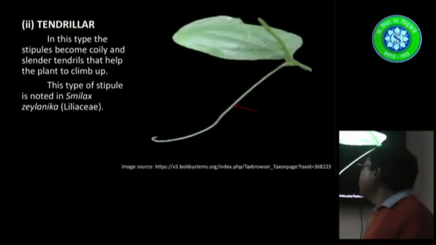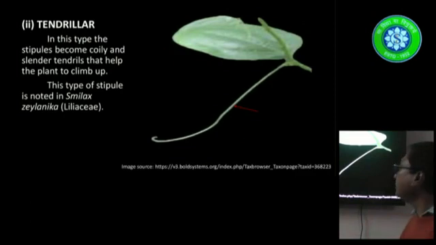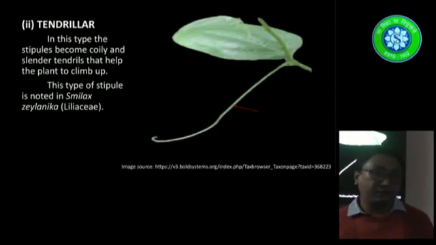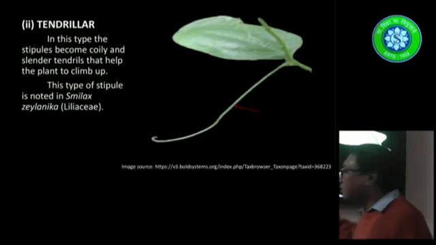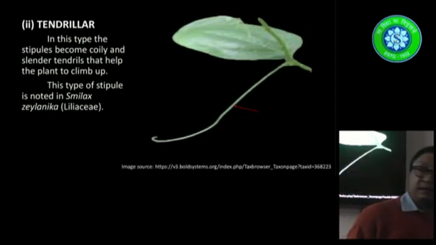The second type of modified stipule is the tendrilar type. In this type, the stipules become coily and slender and help the plant to climb up. This type of stipule is noted in Smilax zeylanica of Liliaceae family. Here you can see the stipule has taken the form of a tendril.